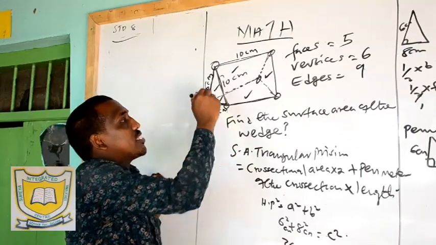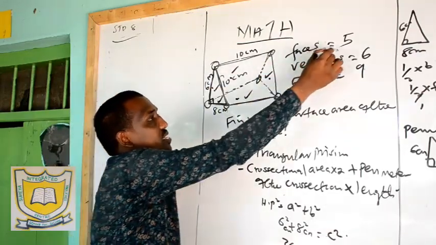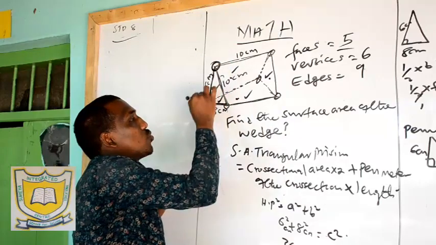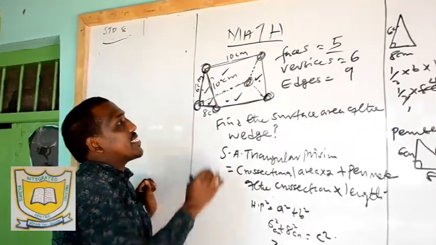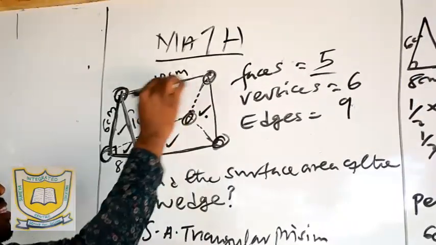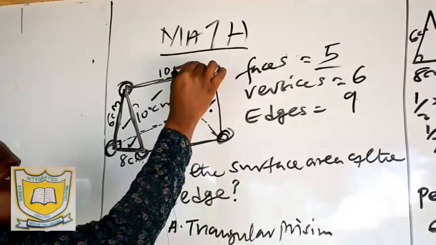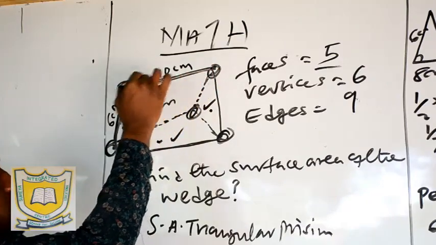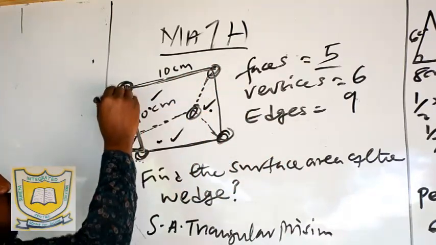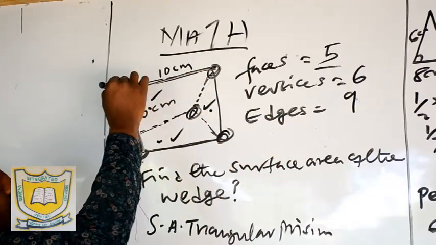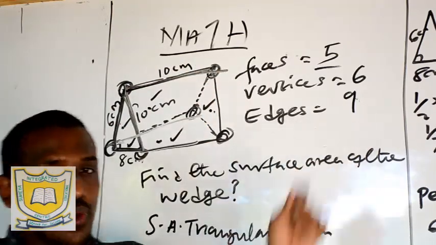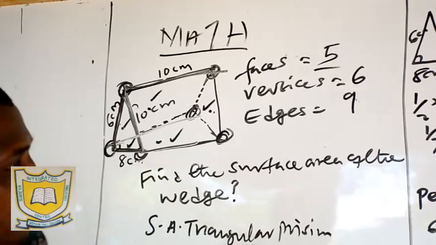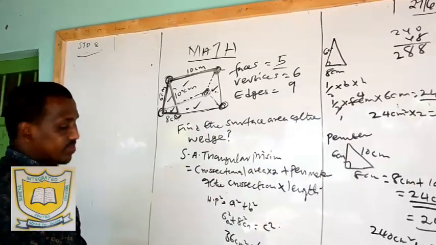So that's how we solve faces: 1, 2, 3, 4, 5. 5 faces. Vertices are corners: 1, 2, 3, 4, 5, 6 vertices. Edges are lines. 1, 2, 3 times 2, 6, 7. So the edges are 9. So 1, 2, 3, times 2, 6, 7, 8. Then this one, 9. So we have 9 edges. That's how we solve that question.